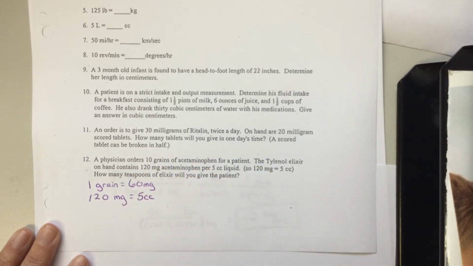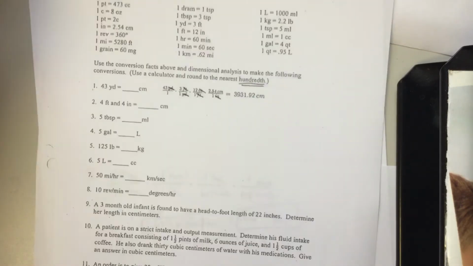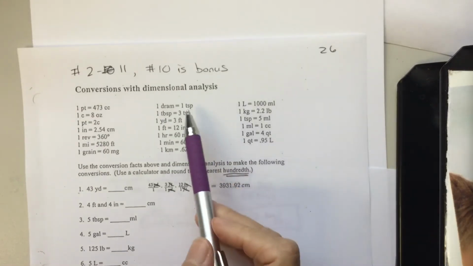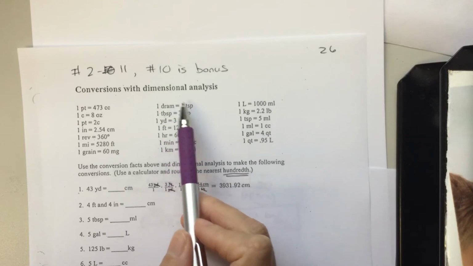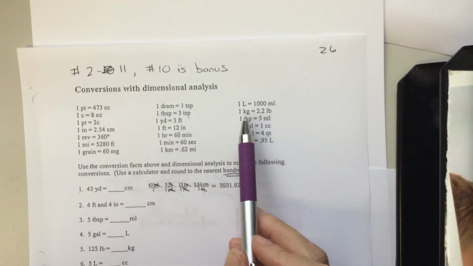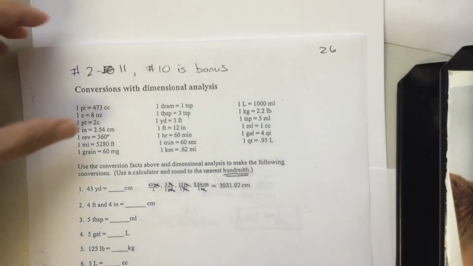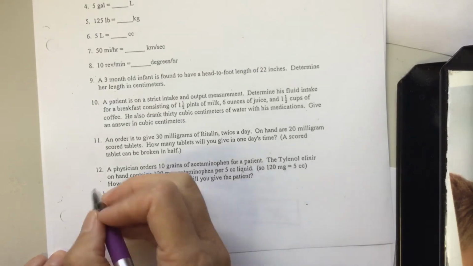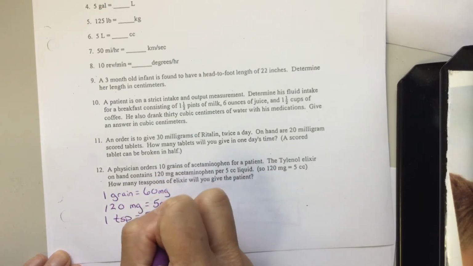So how many teaspoons of elixir will we give the patient? So I need something with teaspoons. If I look up at the top of the page, I have a couple with teaspoons here, tablespoons and drams. Those are not particularly helpful, but if I come over here, I see that 1 teaspoon is equal to 5 milliliters. So I'm going to go ahead and grab that one. I'm going to write it down. 1 teaspoon is equivalent to 5 milliliters.